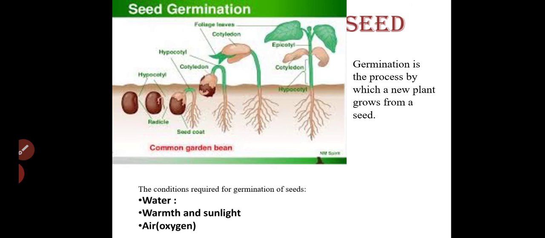So what are the conditions required for the germination of seeds? Water, warmth, sunlight, and air. These are the conditions required for a seed to germinate.